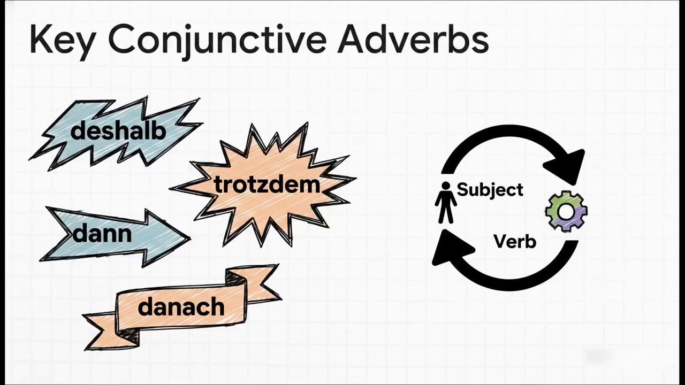So which words actually trigger this inversion? You'll be using words like deshalb all the time to show a result, trotzdem for a contrast, and dann or danach to talk about what happens next. When you start a clause with any of these, just remember to flip that switch. The verb comes right after.